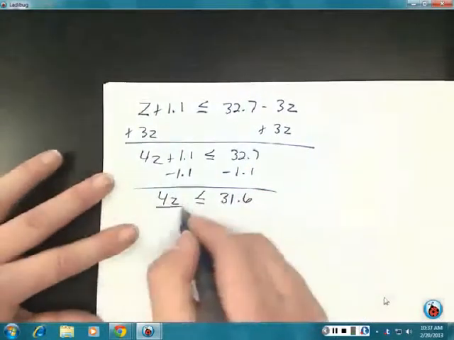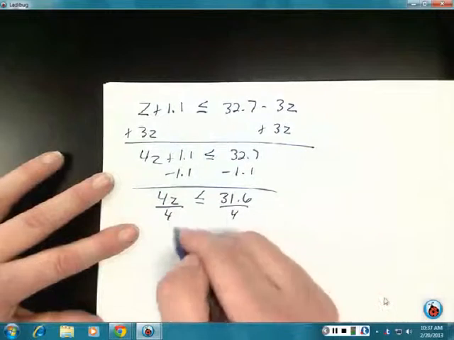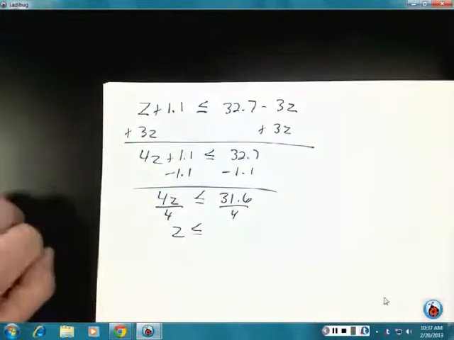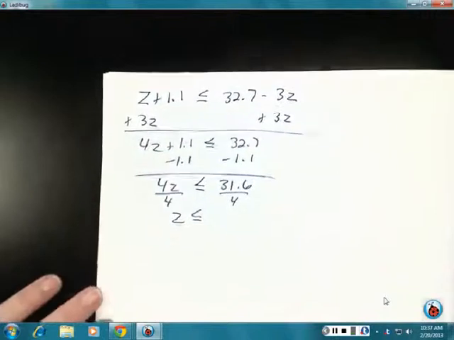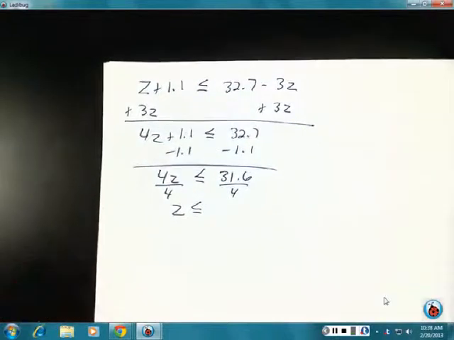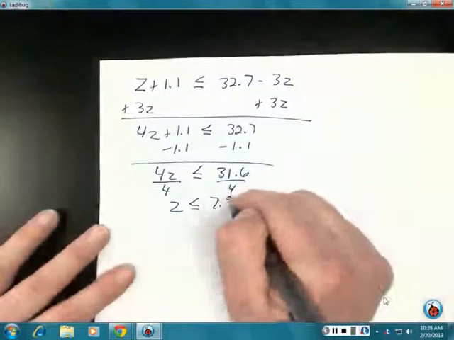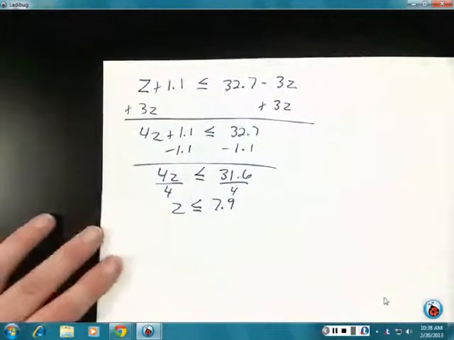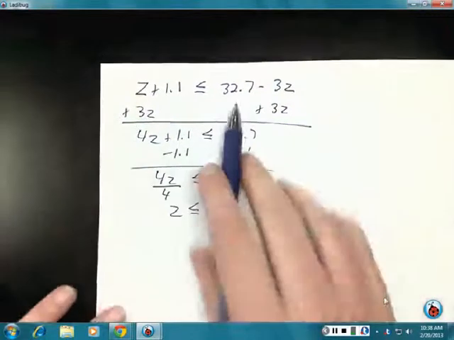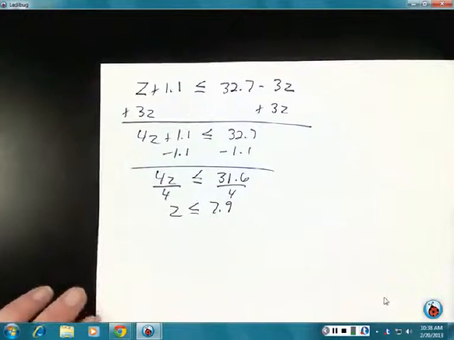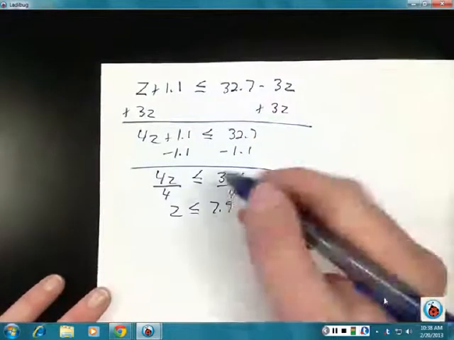Okay, divide by 4. So what's it going to equal? 31.6 divided by 4? 7.9. Okay, which in fraction form... 7.9, I think it accepts either one. It started out as a decimal, so they should accept a decimal for your answer.